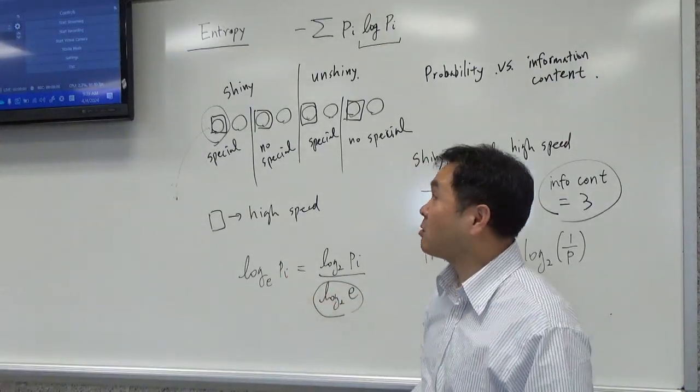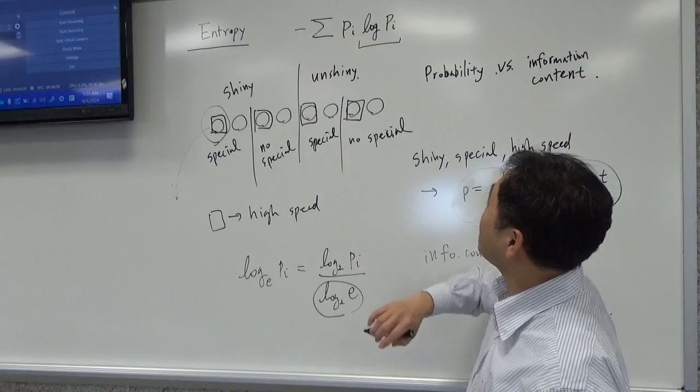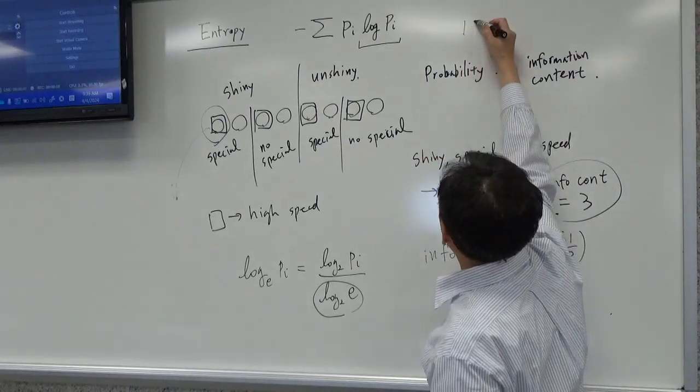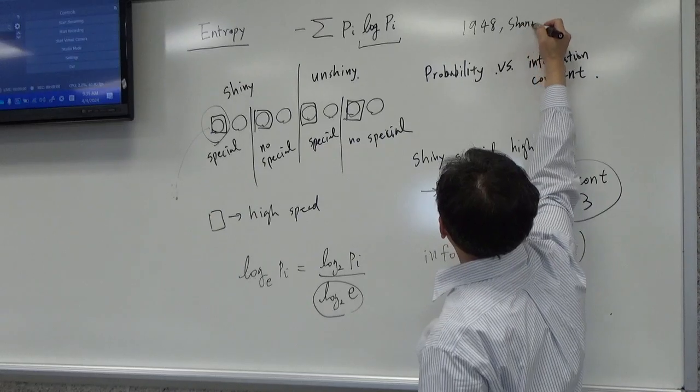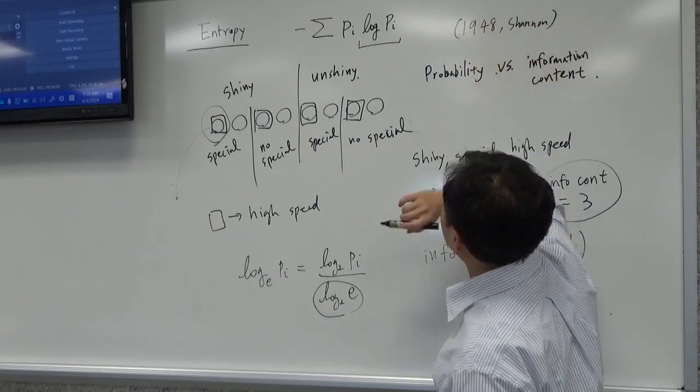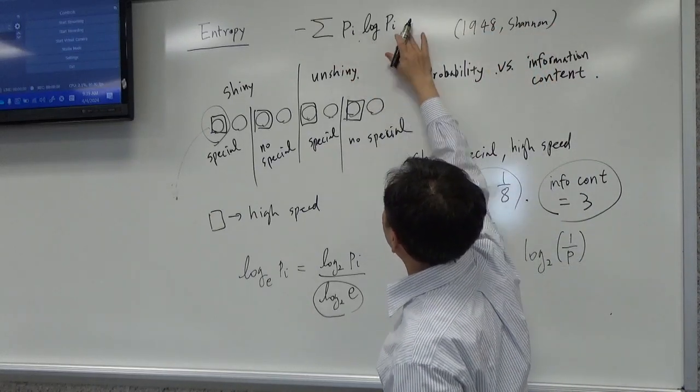Okay. So I think it was 1948 by Claude Shannon that this entropy was first introduced.